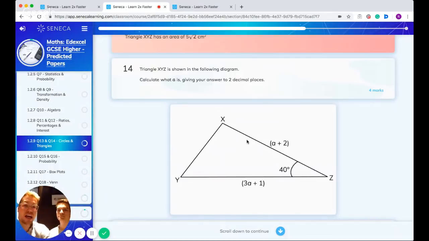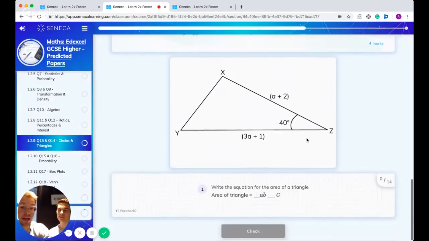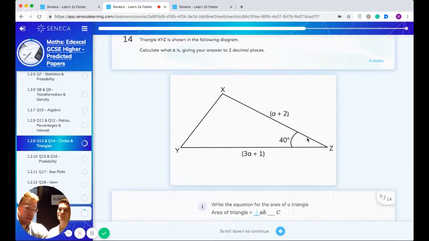Now, when I see 2 sides and a nice little angle in between, I like to think of area of a triangle. You're so right, John. Because that equation, it's half AB sine C. And my top tip here is to label your triangle straight away, because otherwise it gets confusing and there's letters and numbers everywhere. So I'm going to label this right now. I'm going to say that this is angle C, because that's the angle we got.